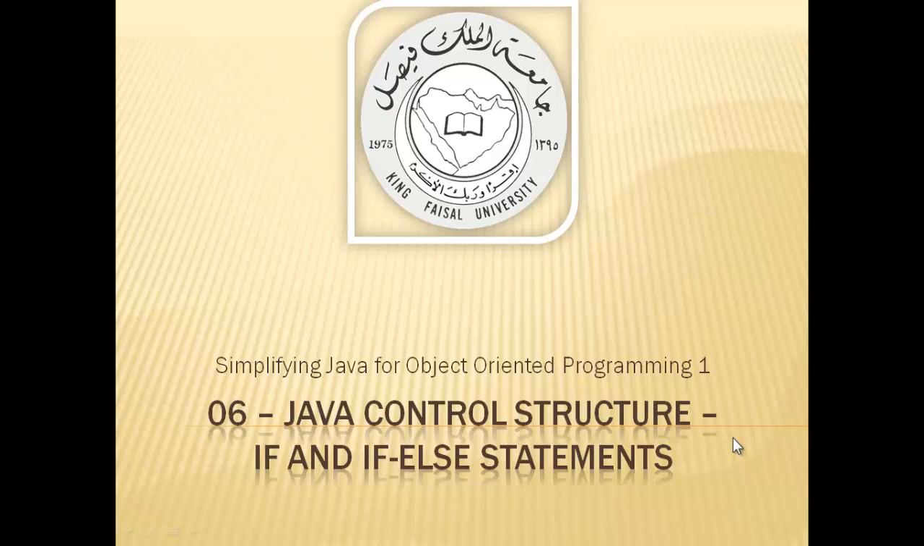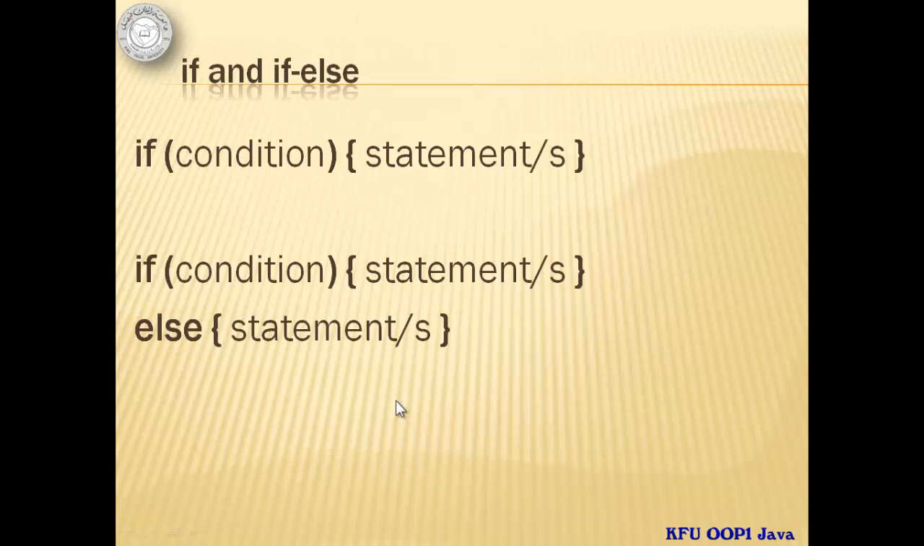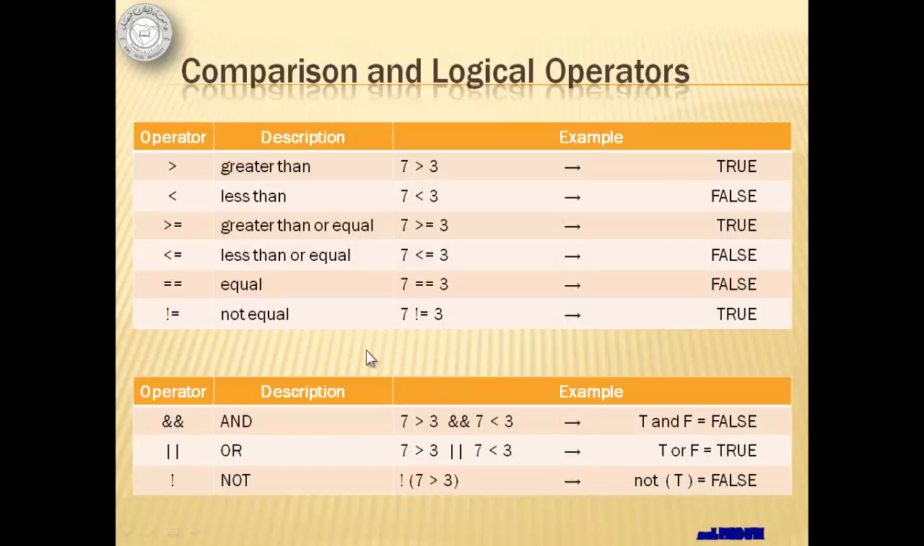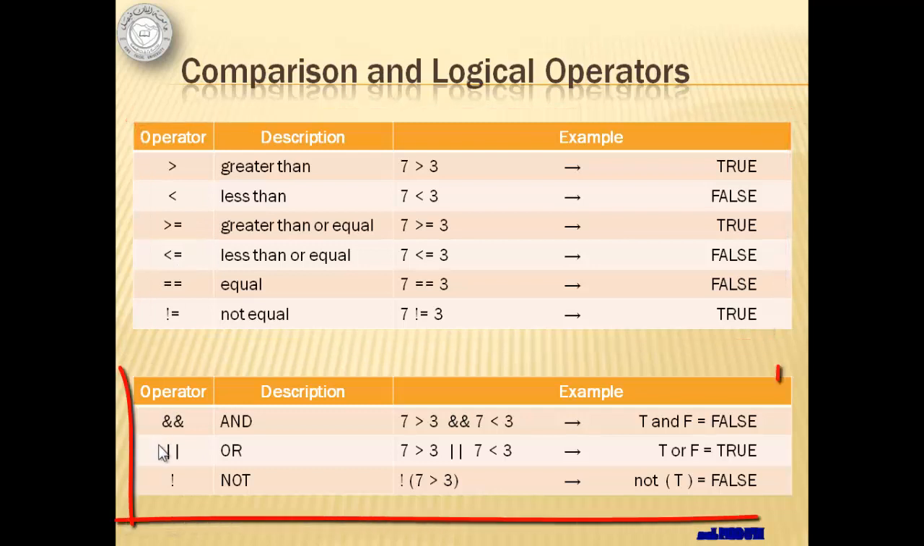This is part 6 in this series and is entitled Java Control Structure: If and If Else Statements. Here are the formats for both if and if else statements. Inside parentheses is the condition, and inside the curly braces or brackets is the statement or statements. For conditions, we need to familiarize ourselves with comparison operators and logical operators.